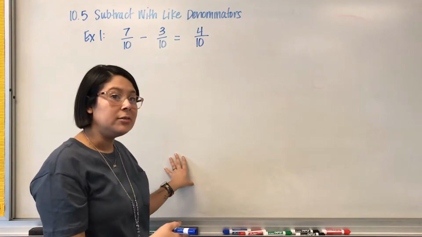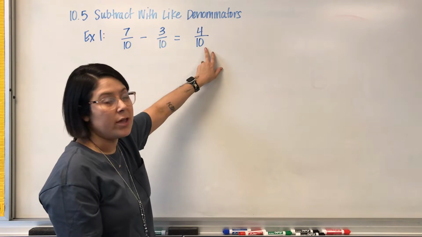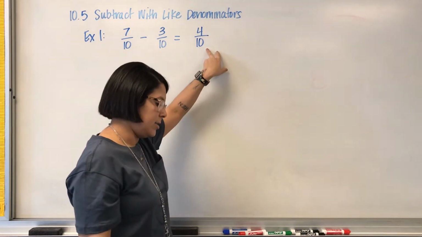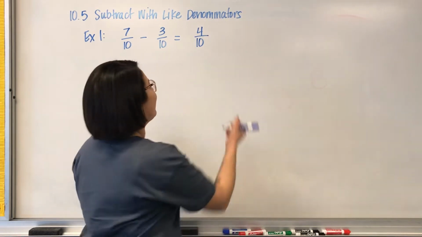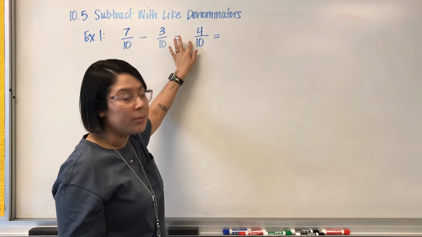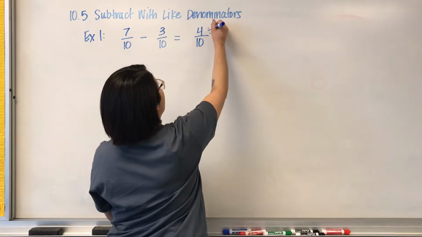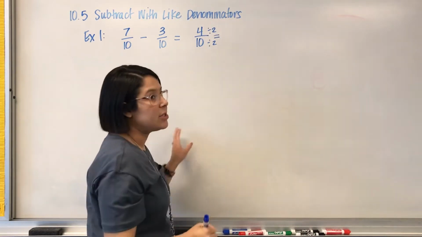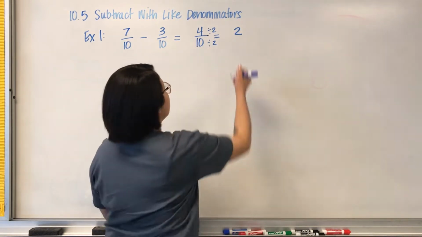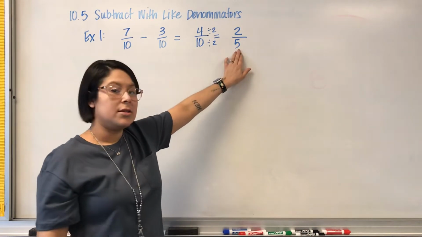Okay, am I done? Or does that look a little fishy? To me this looks a little fishy. I know that I can simplify, sorry. Okay, so what can I divide the top and bottom by? The greatest common factor of these two would be 2. So divide top by 2, the bottom by 2. 4 divided by 2 is 2. 10 divided by 2 is 5. So this is my answer.